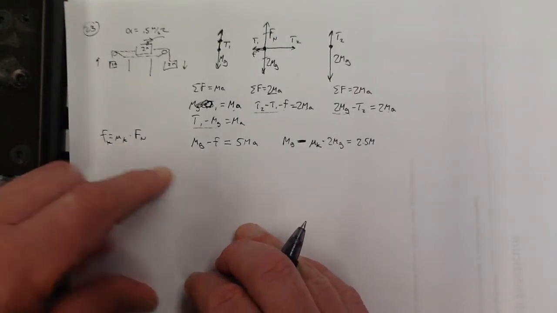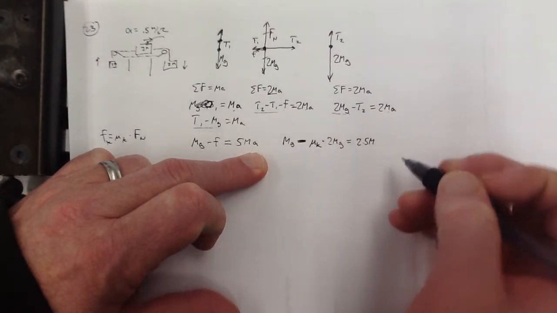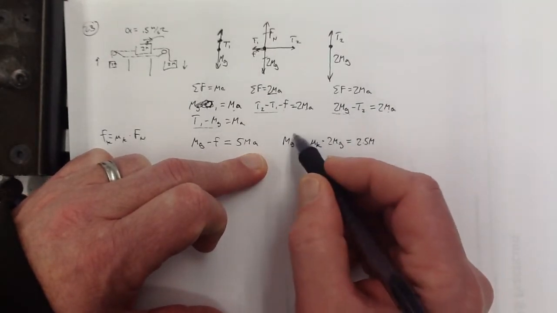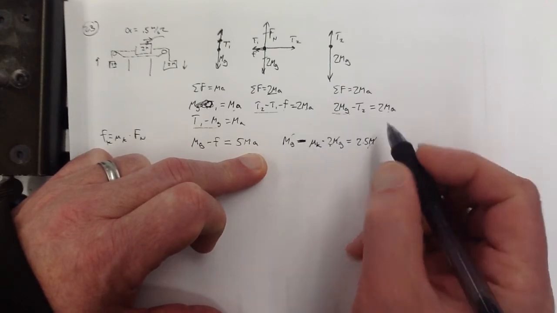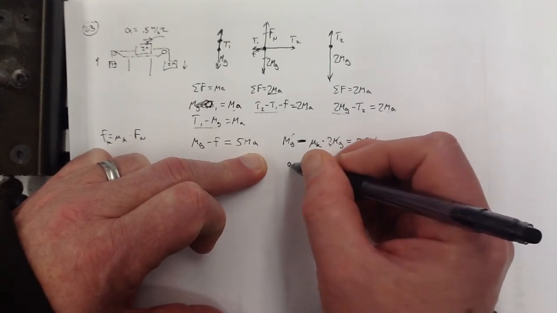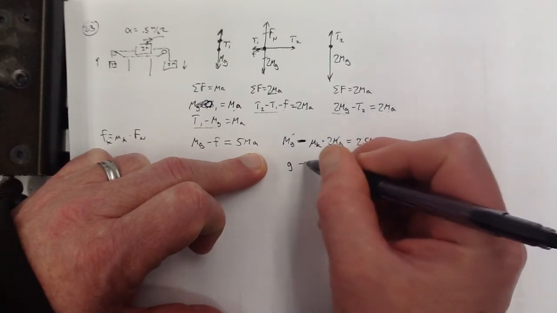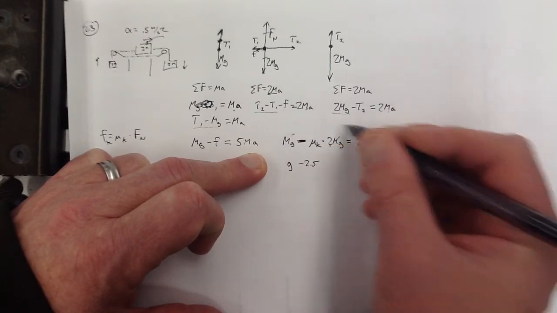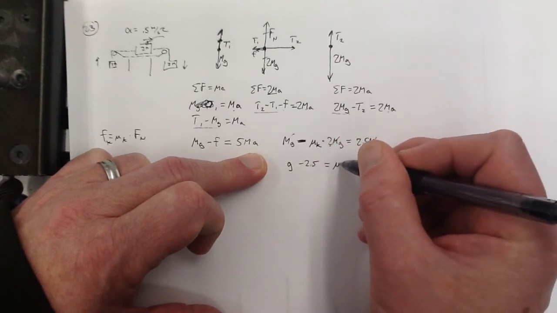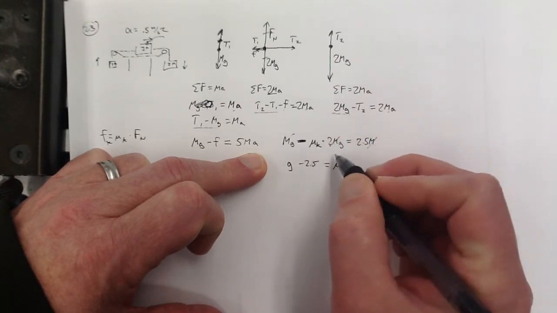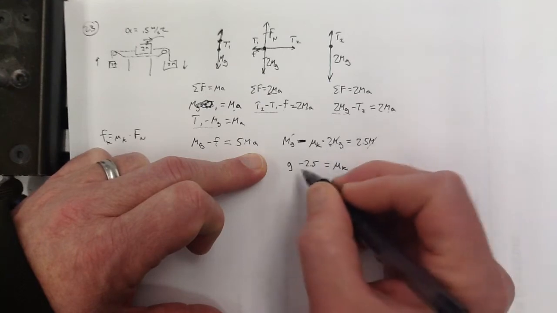Right? So I think we're good. The m's are going to cancel out here. And if I move that to the other side, what do we have? I've got g minus 2.5 is equal to mu, which we're looking for, and then I could divide by 2g.